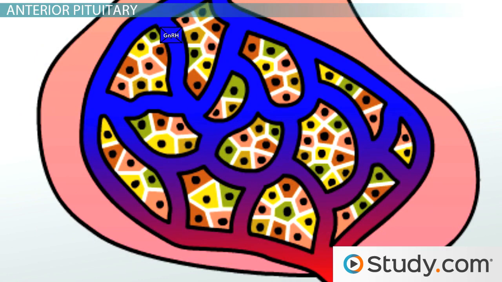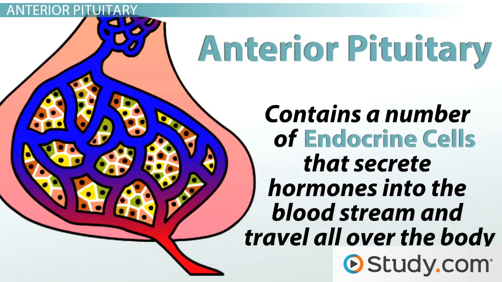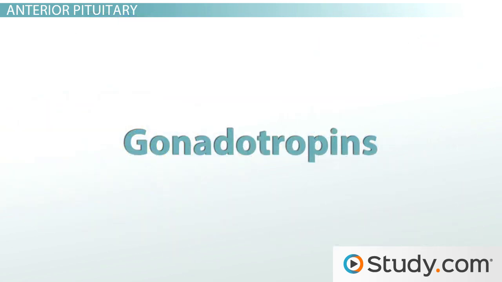Once GnRH gets to the pituitary, specifically the anterior pituitary, it diffuses out of the blood and into endocrine cells, which are located in the anterior pituitary. The anterior pituitary contains a number of endocrine cells that secrete hormones into the bloodstream and travel all over the body. GnRH communicates with two specific endocrine cells within the anterior pituitary. These cells release hormones called gonadotropins.